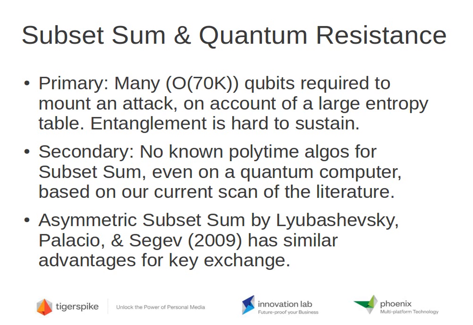Quantum error correction could help in this regard, but I think it's pretty safe to assume that there's no better scenario than classical Moore's scaling, in which we have devices of such large scale, certainly in the past, less so at the current time, but in the past of such large scale that error correction was essentially unnecessary in many cases. So secondly, there are no known polytime algorithms for subset sum solution, even on a quantum computer, based on our current scan of the literature.